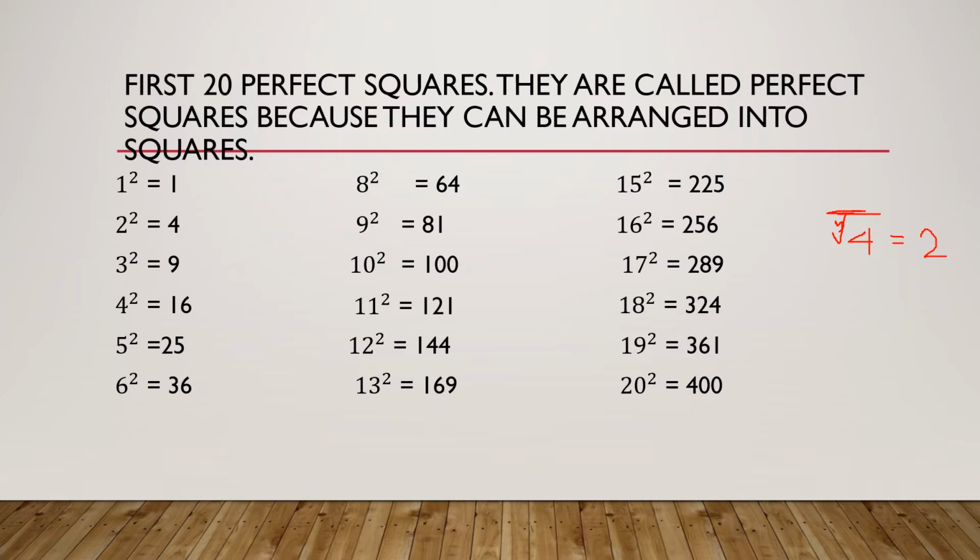Nakabaliktad ito doon, opposite. Kabaliktaran ng square of the number, yung perfect squares. Okay? We call it squaring of the numbers. Opposite silang dalawa. Okay, next. So we have 7 square equals 49. 14 square is equals 196.